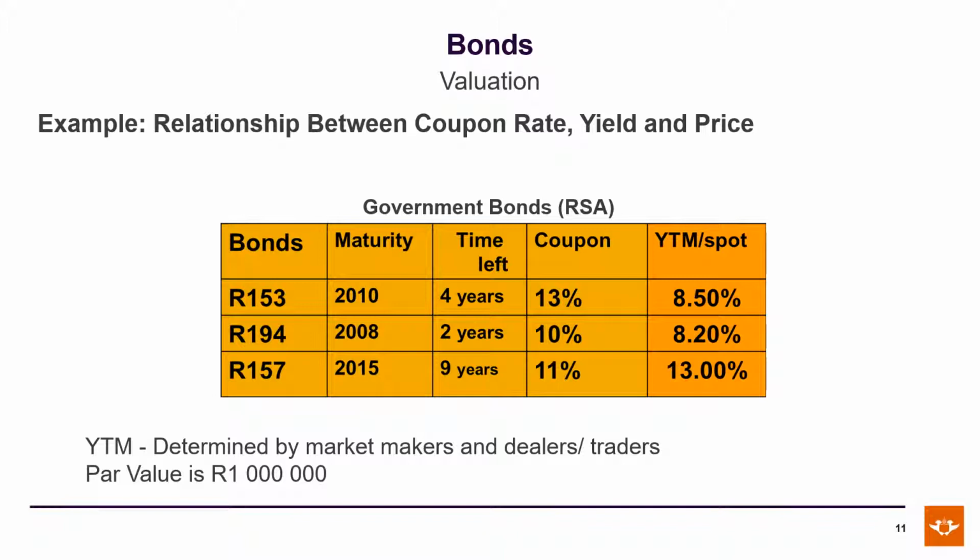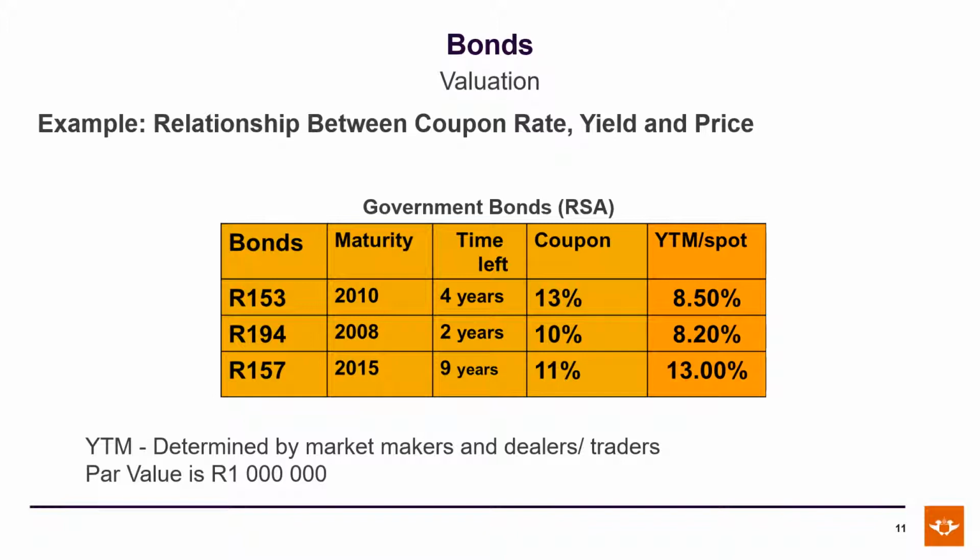Now we've looked at the price yield curve, and we understand that an inverse relationship exists between prices and yields. But there are more specific relationships that exist between the coupon rate, yield, and price, and this is very useful and important for you to know.